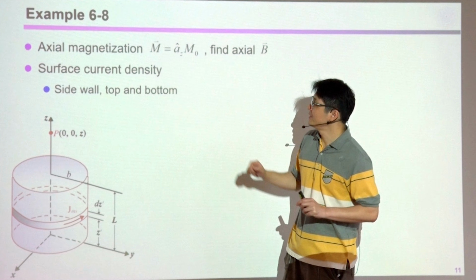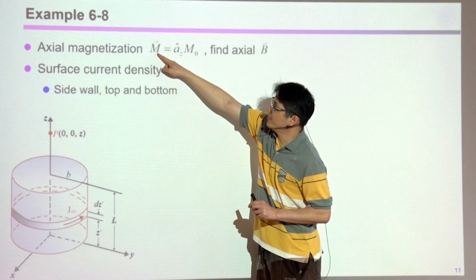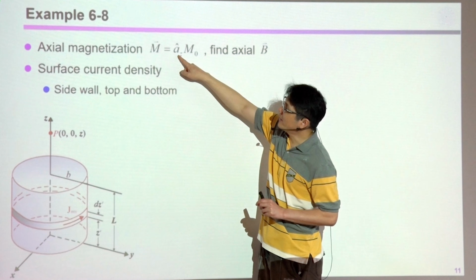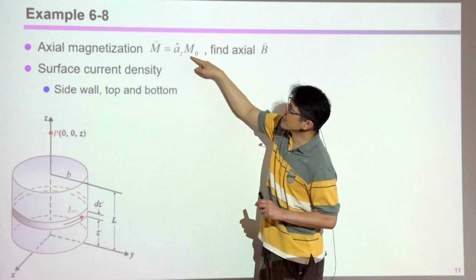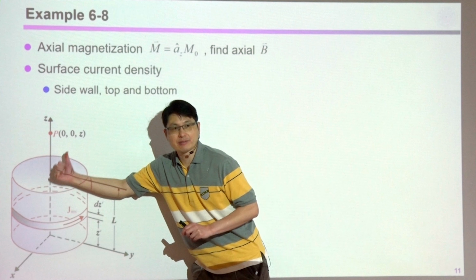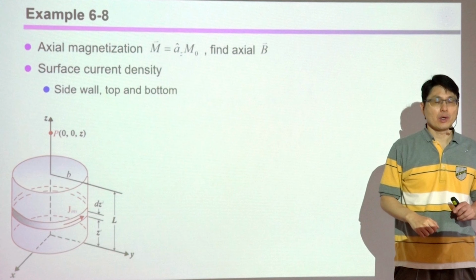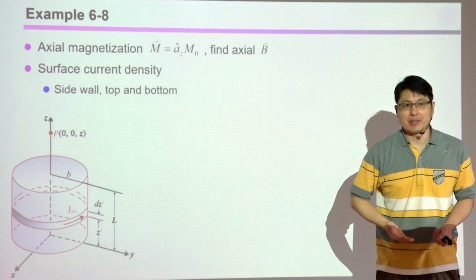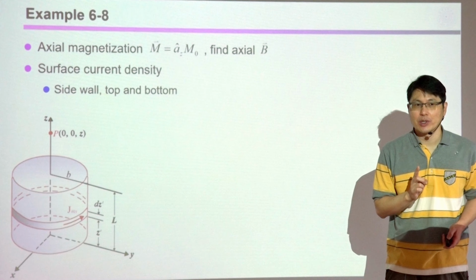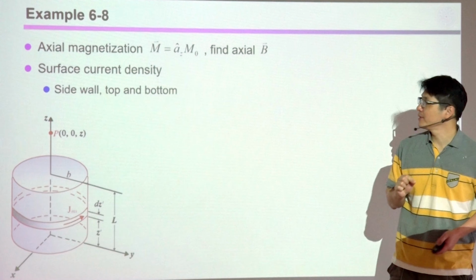Think about it. This material, the cylinder, is having a non-zero magnetization factor aligned in the z direction, but it's a constant. So everywhere inside, you have the same magnetization factor. Why would you be so happy? Because in this case, you're dealing with a uniform material.